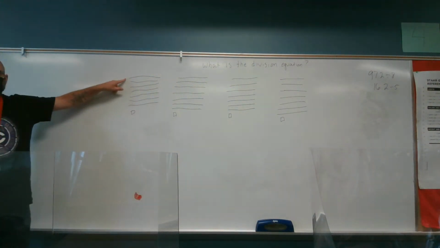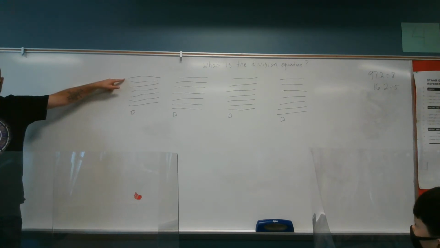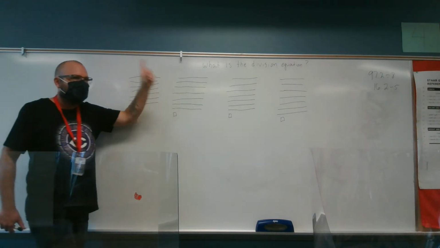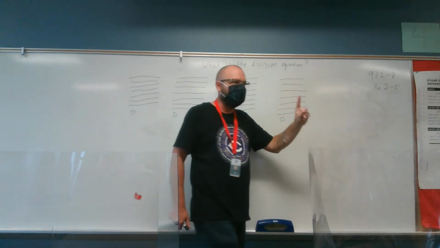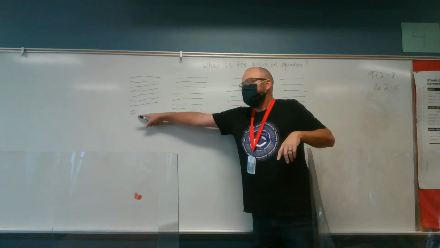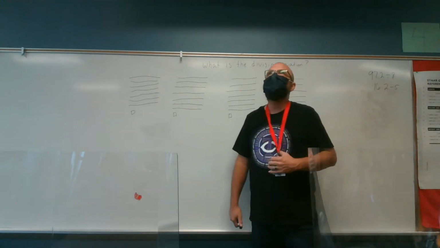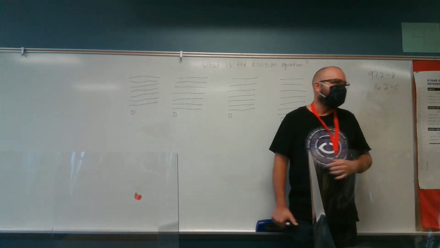So what is the value of each line? A tenth. 1/10. The value of each line is 1/10. The value of each little square is 1/100.